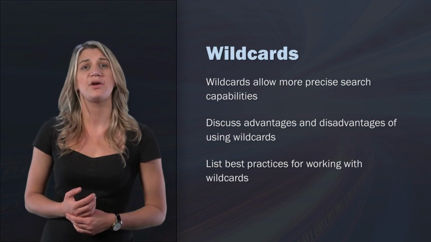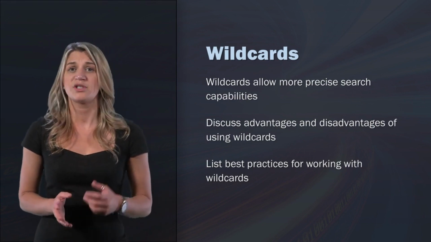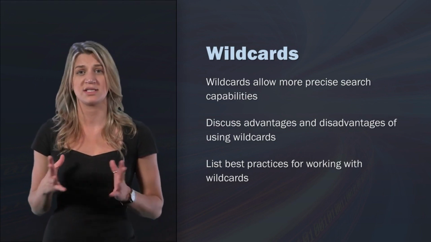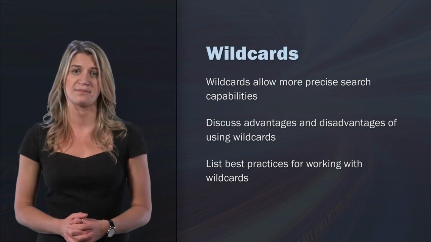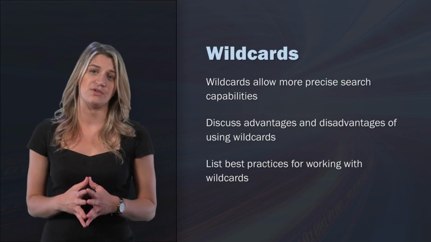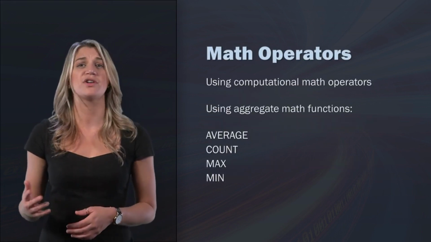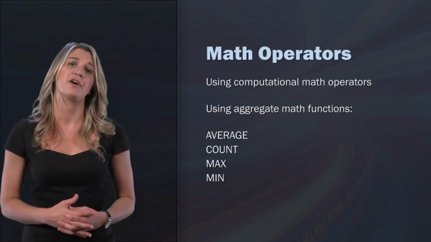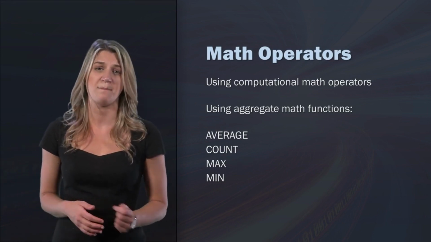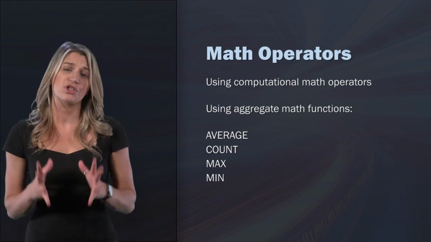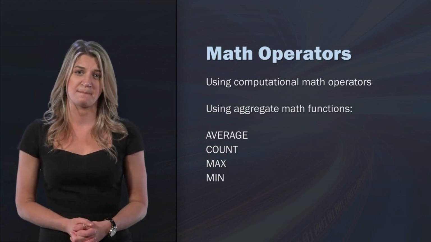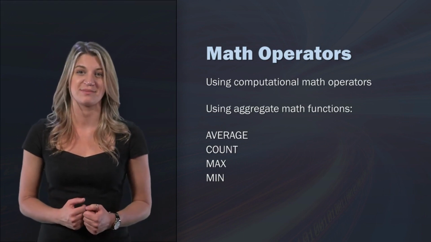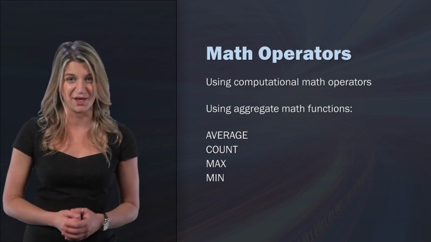In addition, I'm going to tell you about wildcards, which allow us to search for more specific parts of a record, including their disadvantages and advantages, and how we can best use these wildcards. We'll also discuss how to use some basic math operators, as well as aggregate functions like average, count, min, and max. And we'll start to begin analyzing our data. Obviously, this module's jam-packed with new information. So let's not waste any more time and go ahead and get started.